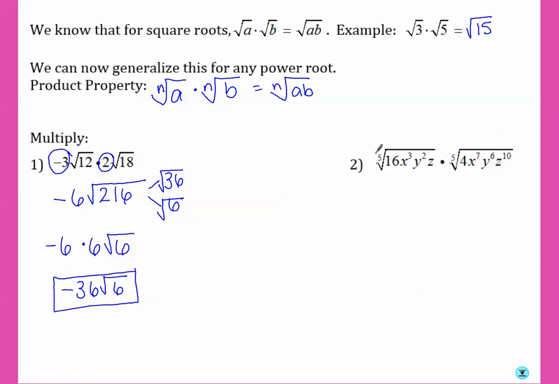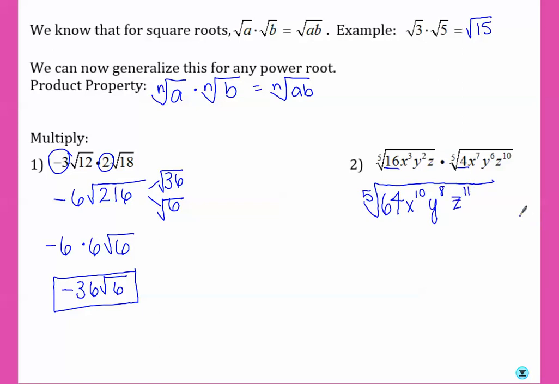Number 2, we have a fifth root, so it's going to stay fifth root of everything. 16 and 4 get multiplied. And then when we're multiplying, we add our exponents together. So x cubed times x to the 7th will be x to the 10th. y squared times y to the 6th would become y to the 8th. z times z to the 10th will become z to the 11th.